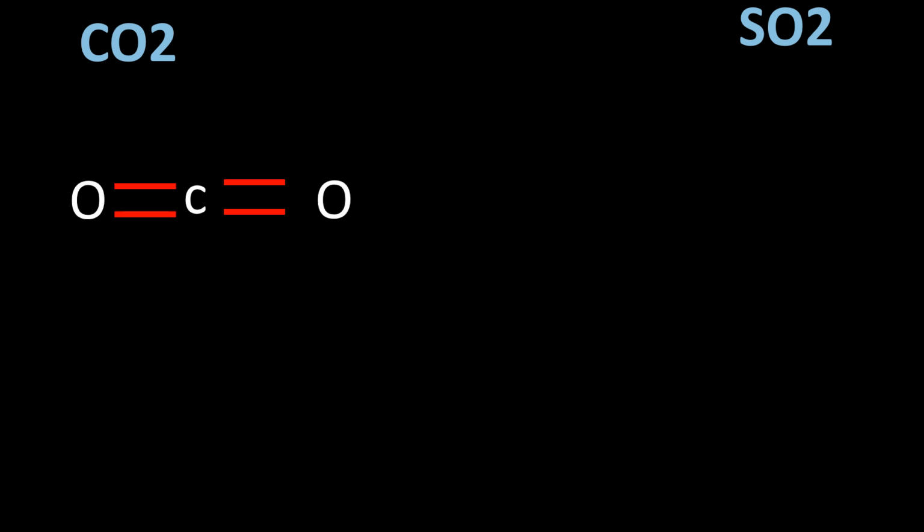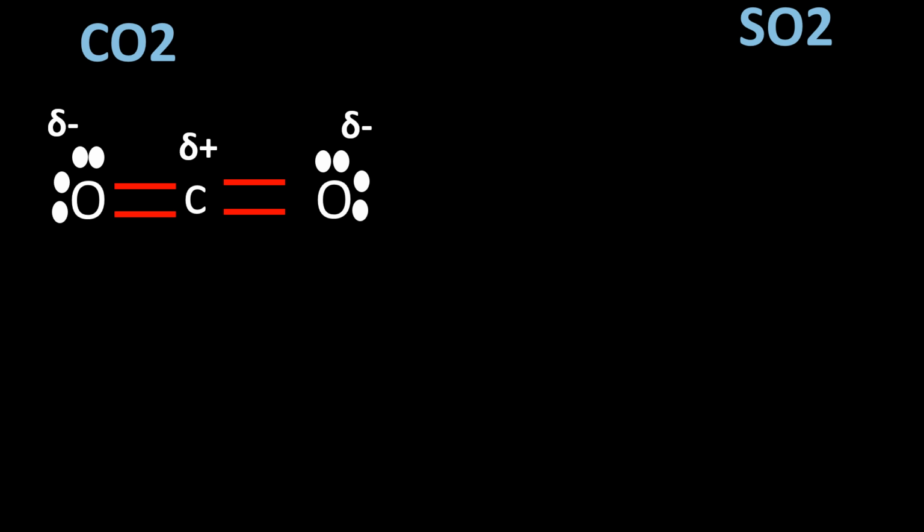Now look at the example of carbon dioxide and sulfur dioxide. We will differentiate which molecule is polar and which one is non-polar. First of all, we look at the geometry of carbon dioxide. Here the carbon atom shares electrons with the two oxygen atoms. As we know, the oxygen atom has two lone pairs of electrons. So the oxygen side is partially negative while the carbon side is partially positive.